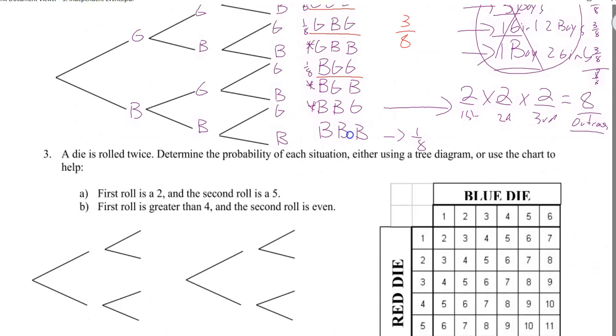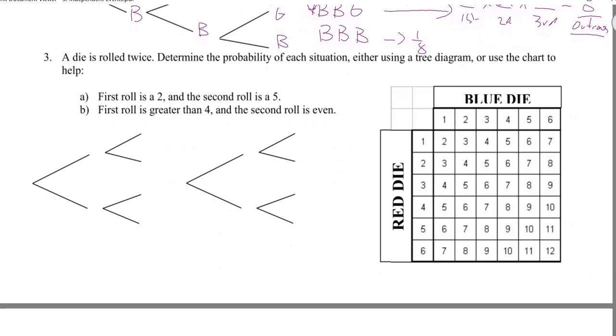All right, let's roll the dice. A die is rolled twice. Determine the probability of each situation, either using a tree diagram or the chart. Okay, so usual tree diagram, we've got a blue die, we've got a red die. All right, that's the first one, the blue die. And generally with dice, we show the chart so we can see there are 36 outcomes.